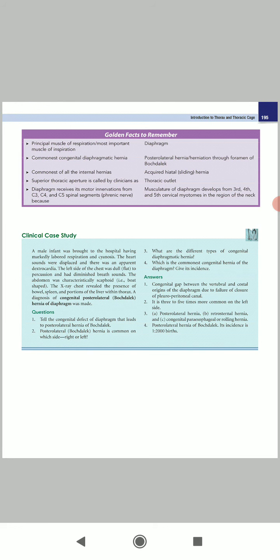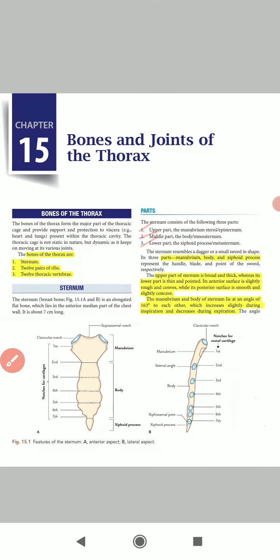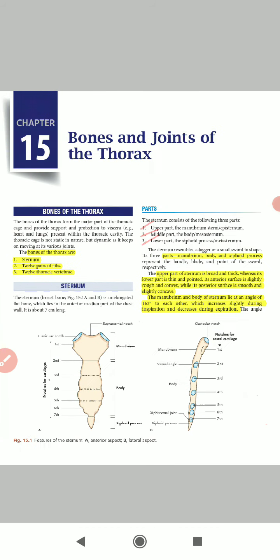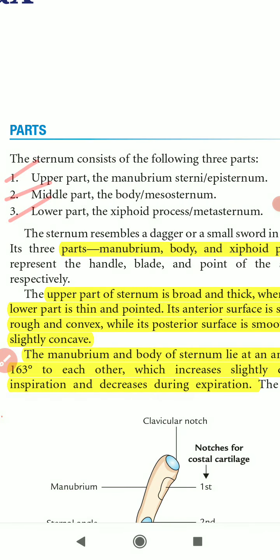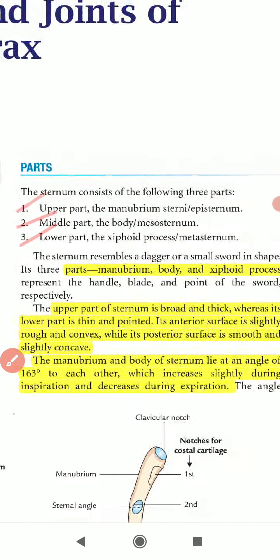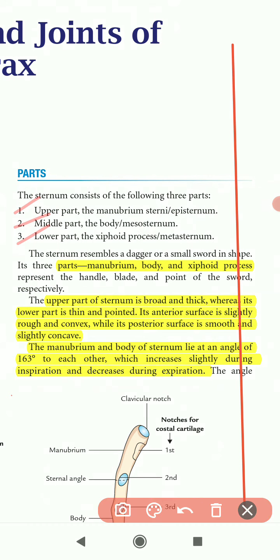The manubrium sterni or upper part has another name, episternum. The middle part is known as the mesosternum, and the lower part is also known as the metasternum or xiphoid process. Now, for the sternum, we will first talk about the manubrium sterni, then we will talk about the body, then the xiphoid process.